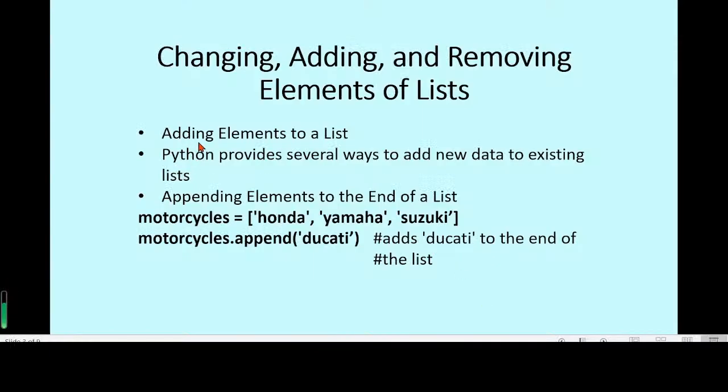And we can also add elements to a list. Python provides several ways to add new data to existing lists. We can append elements to the end of a list. So this is the original list for the motorcycle. And we can use the append function. So motorcycle dot append Ducati. So the Ducati is added to the end of the list.